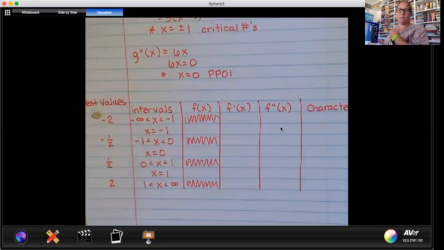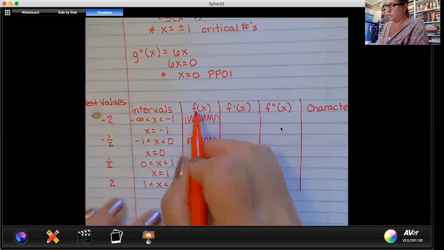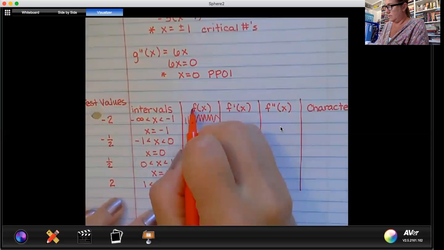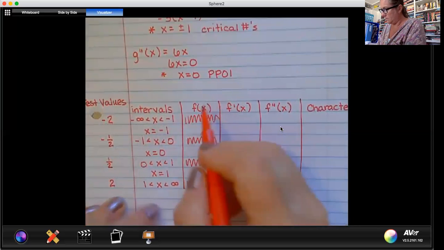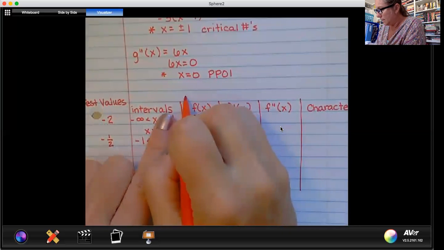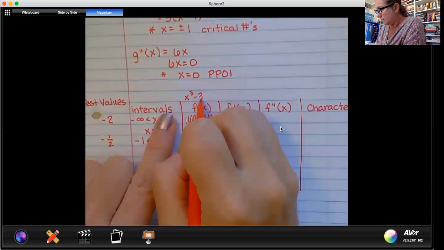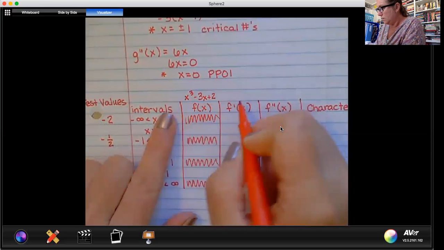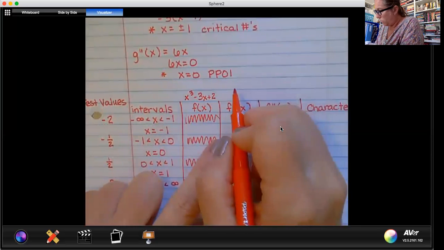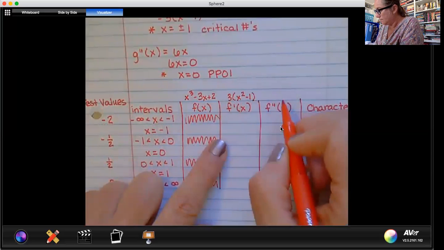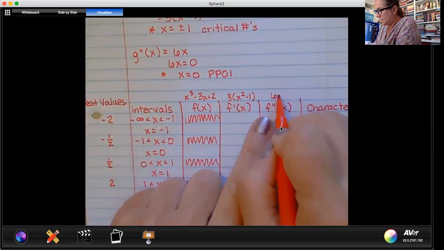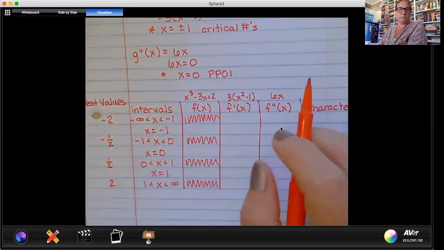Keep in mind you should be doing this without a calculator. And these are all g of x, and I put f, and I'm sorry. So if you want to put g, if that makes you feel better, you can. All right, so the function here that I'm plugging in is x cubed minus 3x plus 2. For f prime or g prime is 3 times x squared minus 1. F double prime is 6x, just to make it easier.